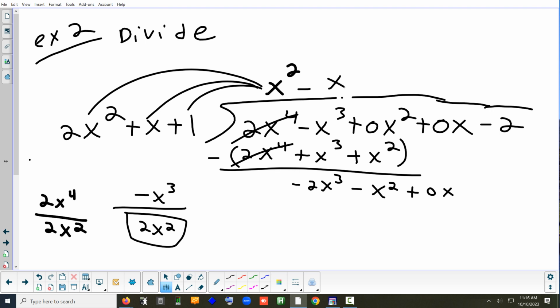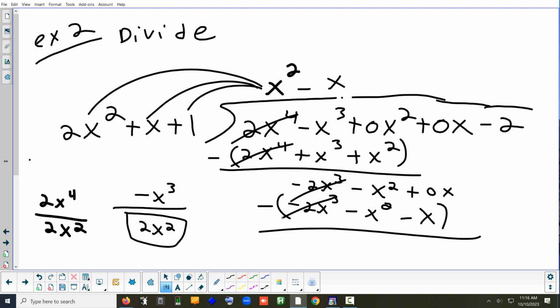Xavier, what do you get when you distribute the negative x back out? You get negative 2x cubed minus x squared minus x. And then subtract the columns. Yep. And then you're going to be left with positive x minus 2. You're going to be left with positive x, and then you're going to end up with a remainder of x minus 2, because you need to bring down the last negative 2.